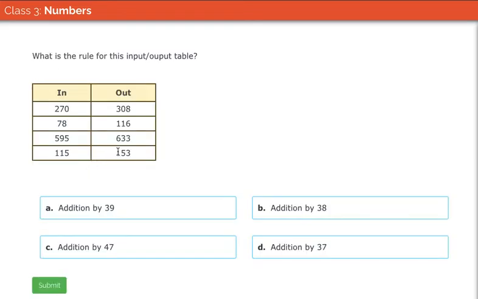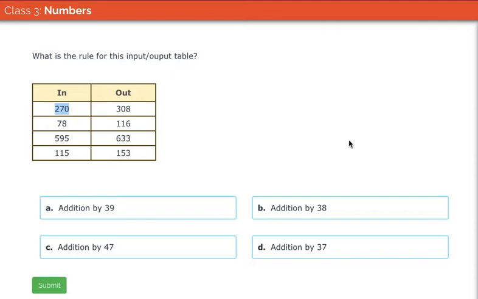You rock. What is the rule for this input-output table? Now let's see. It's addition of 39. Let's see. So 270 plus 39. 270 plus 30 is 300 plus, oops, sorry, I mean addition of 38.